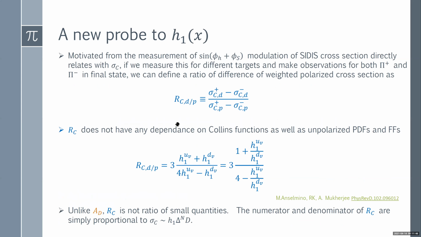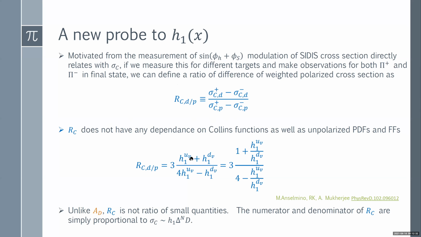Okay, now those limitations can be overcome when we define this ratio over here, this RC, which is basically the ratio of the difference of the weighted polarized cross sections. It is motivated from the measurement of the sin(phi_h plus phi_s) modulations of the SIDIS cross section, which is basically related to the sigma c over here. If we measure for the different targets, with the observables in the final state being pi plus and pi minus, then we can construct this ratio.